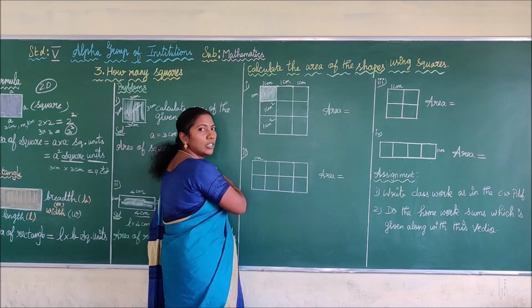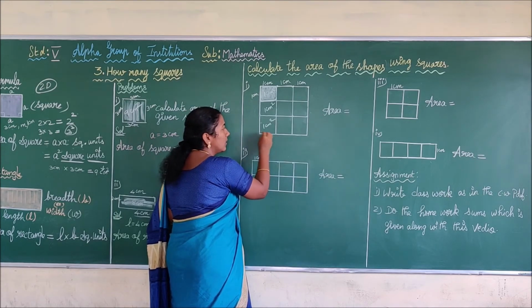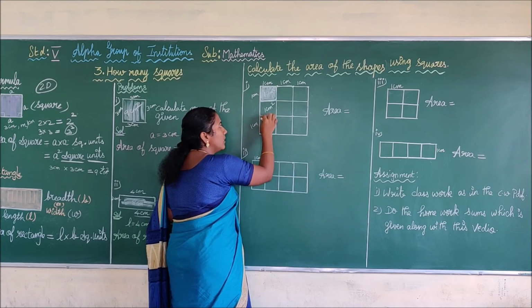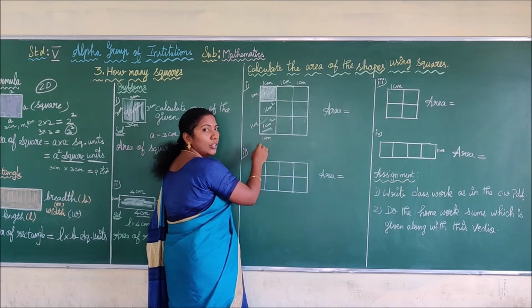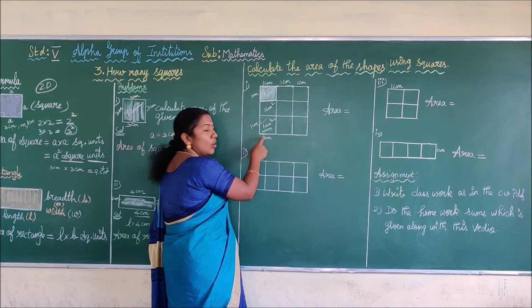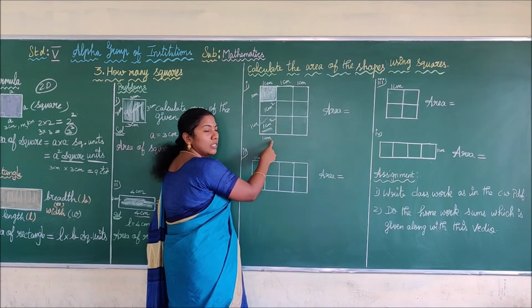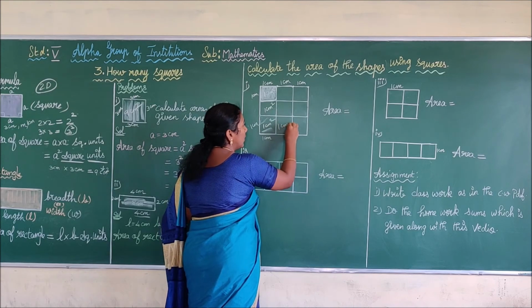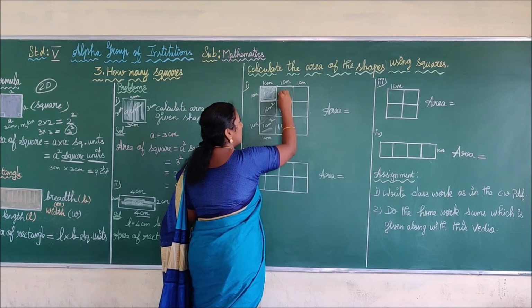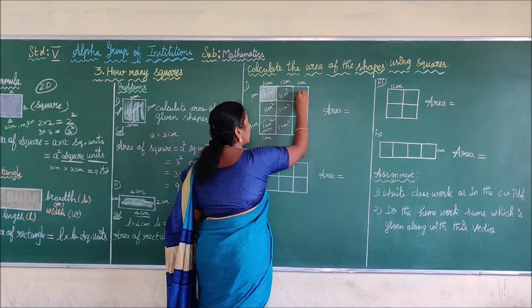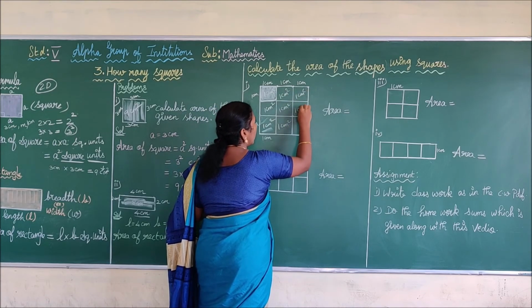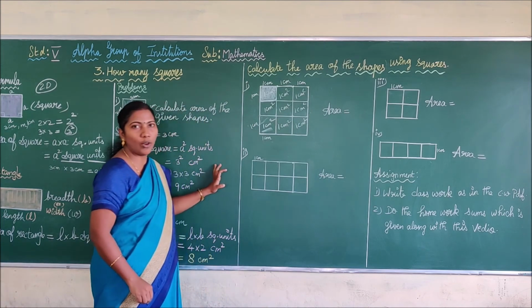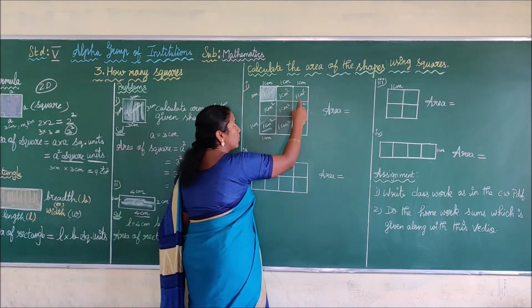Do you understand, children? That is, this side is 1 centimeter. This side also 1 centimeter. What is the area of this square? You have to multiply these two sides. 1 into 1, 1. Centimeter into centimeter, centimeter square. Do you understand? So this is also 1 centimeter square. Similarly, we will write all the squares. Okay. Thus, we have found out the area of all the small squares.